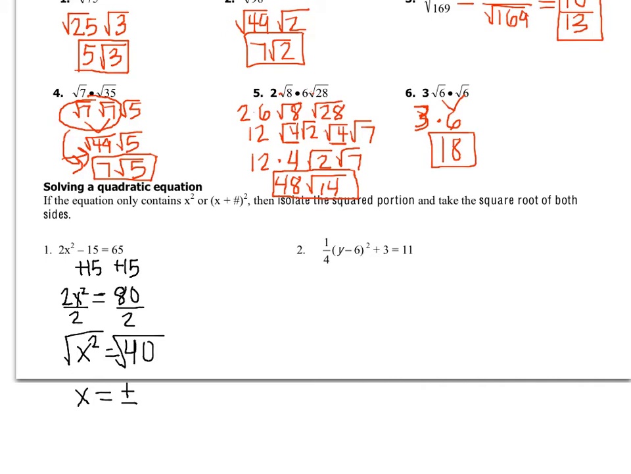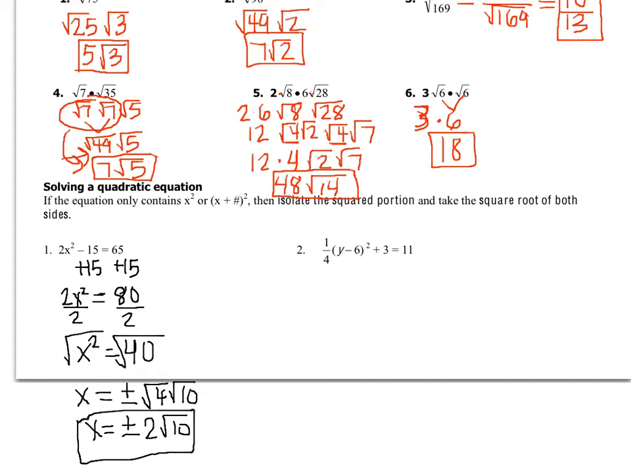And 40, I noticed right away, 4 goes into 40, and 4 is a perfect square, so I need to simplify it. It's the square root of 4 times the square root of 10. So I have x equals positive or negative, square root of 4 is 2 times the square root of 10. And we got to ask ourselves, are there any perfect squares that go into 10? Well, 4 doesn't, 9 doesn't, so no perfect squares go into it. This is our final answer.